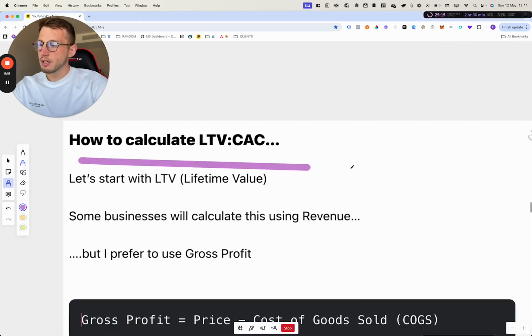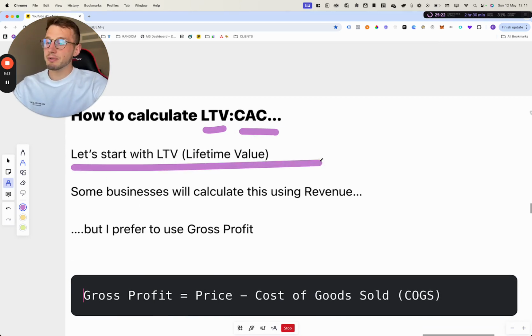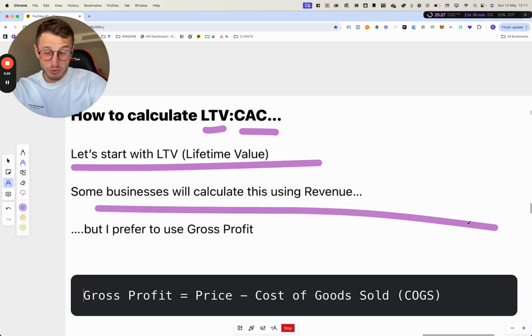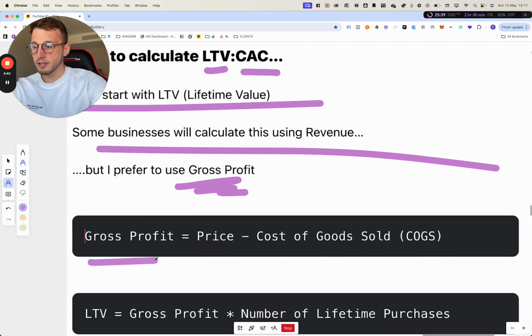So, how to actually calculate it? Well, there are two metrics here, obviously: LTV and CAC. So let's start with the lifetime value, the LTV. There are a few ways of doing this. Some businesses will do this with revenue, but I prefer to use gross profit, as this is a more useful measure of, okay, for every pound we're spending, how many pounds in terms of gross profit are we getting back? And so your gross profit being whatever the price of the goods you're selling minus what it costs you to deliver those goods, your cost of goods sold, abbreviated to COGS.